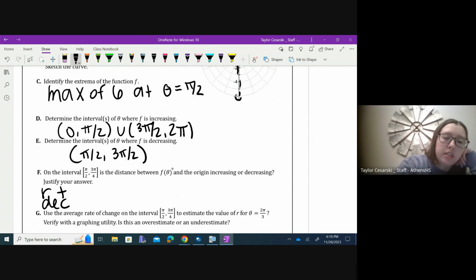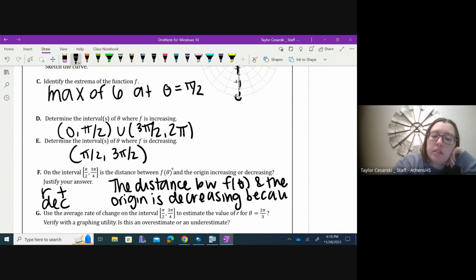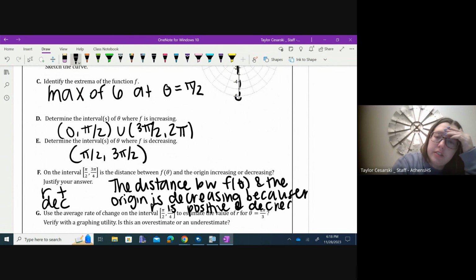So I'm going to write out this sentence again. The distance between f of theta and the origin is decreasing, meaning it's getting closer, because r is positive and decreasing.